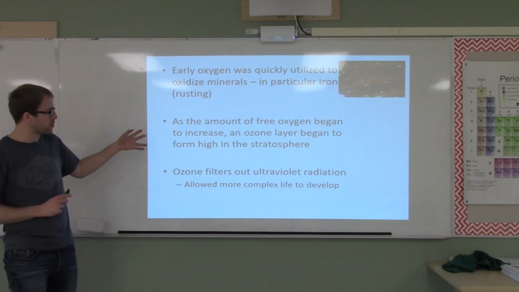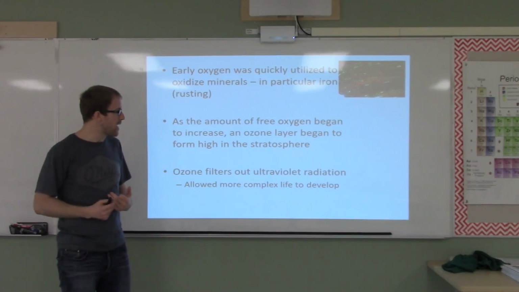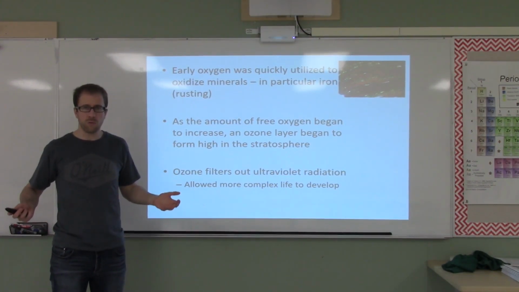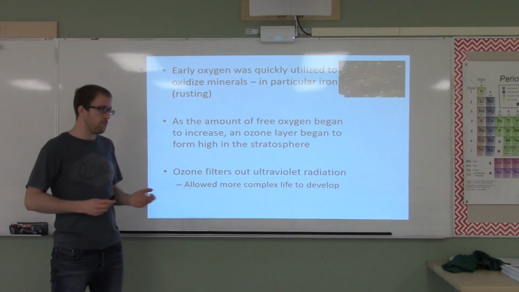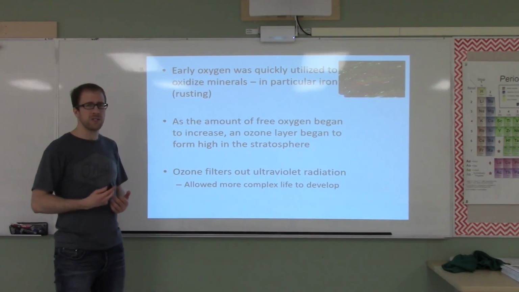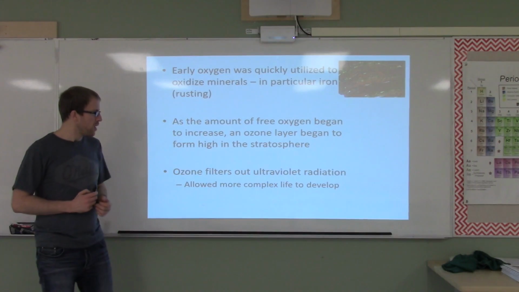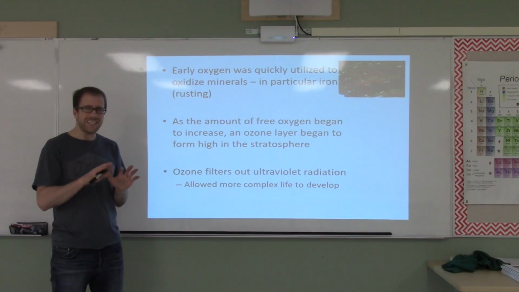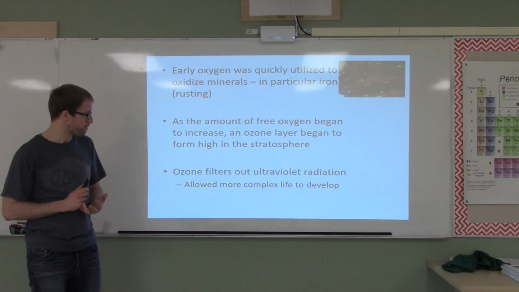Now, as the amount of free oxygen began to increase, due to reactions in our upper atmosphere, we began to develop an ozone layer, which was huge for life on Earth. Because what does our ozone layer do? Right? What does it do? It blocks that UV radiation. The radiation that's so dangerous to nucleic acids, to DNA and RNA. This allowed the integrity of genetic information, right? It wasn't as easily corrupted. It allowed more complex life on Earth to develop.